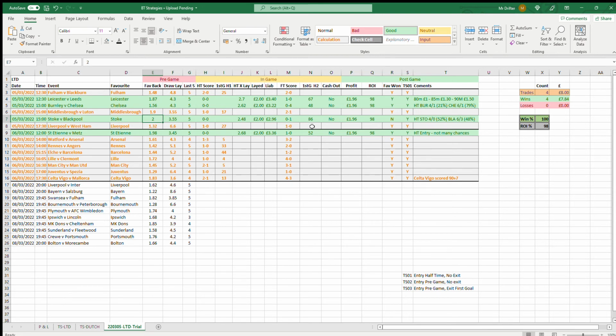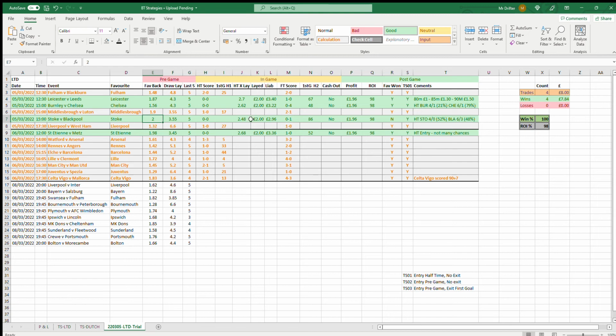In respect that the first goal went in the 86th minute to the underdog. Blackpool scored in the 86th minute, and I was willing to just let that ride, and I would have lost £2.96 here. You can see under the liability. I was using low stakes, which I'd recommend if you're doing a new strategy.